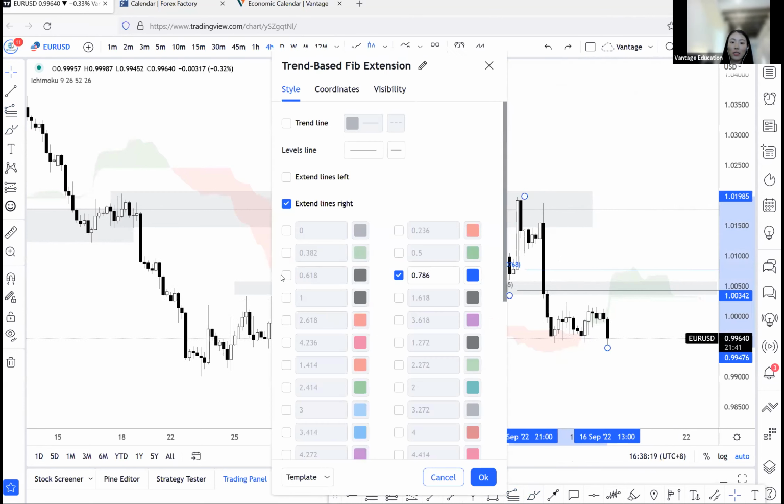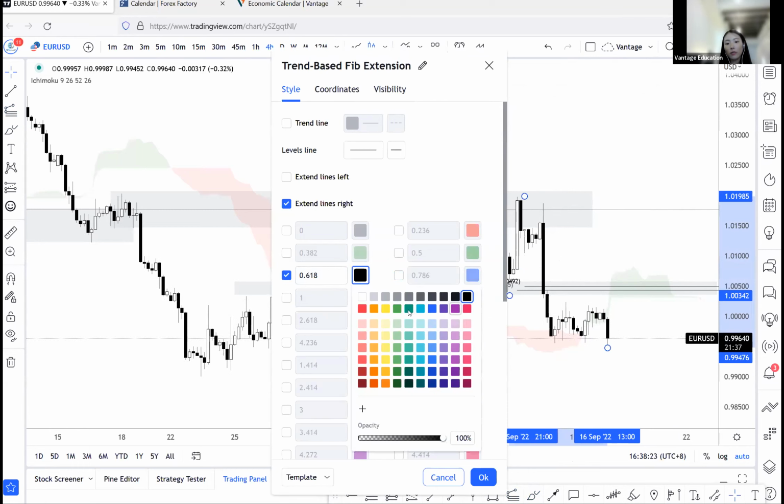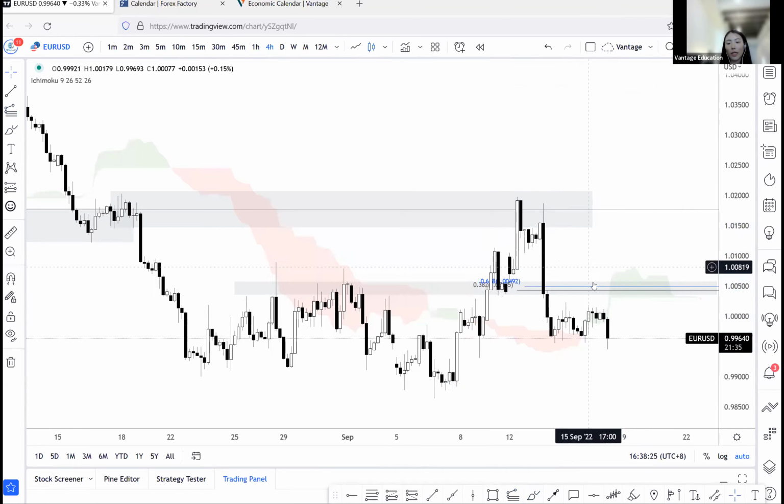You can see that in this case, right, the 61.8 extension, this region, right? So this, the one in blue, lines up with this area.